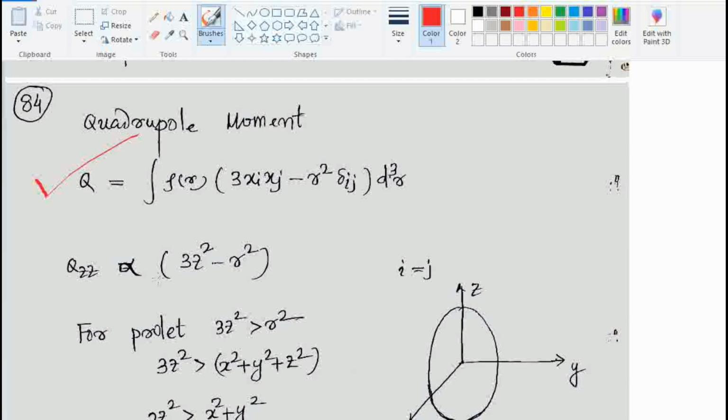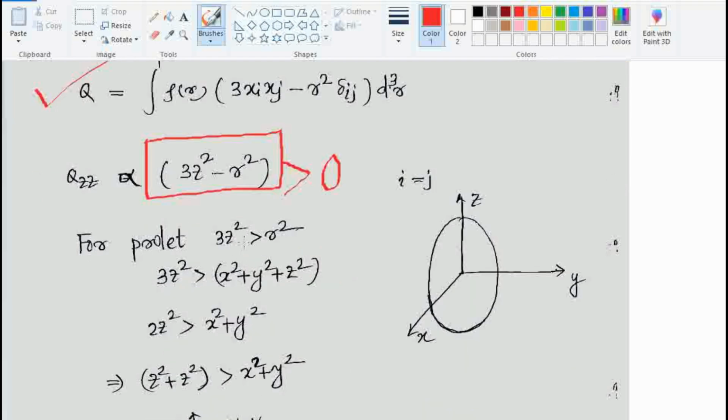Now if you measure the electric quadrupole moment by assuming the measurement axis as the z axis, that means if you fix your axis as the z axis, and with respect to that you will measure all the quantities. So in that case the i becomes j. So when i becomes j, the quadrupole moment along the z axis, Qzz, will be proportional to 3z square minus r square. And as in the question it is mentioned that this is positive, that means it is greater than 0.